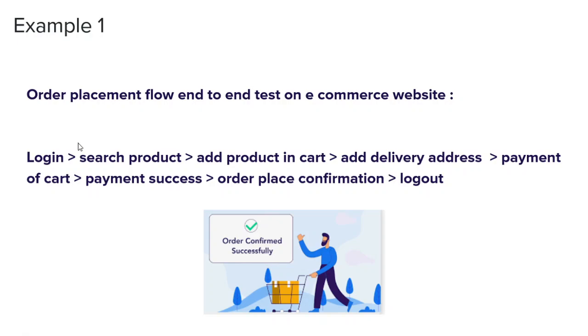So we will log in. Then the user will search for the product. Then after getting the search results, we will select that product and add it to our cart. After adding that product, we will add the delivery address, or we can select the delivery address, and then pay for the product. We will see the payment success confirmation, and that will give you the order placing confirmation as well, and then the user can log out. So this is basically the end-to-end flow of order placement.